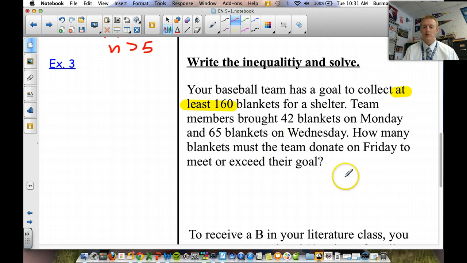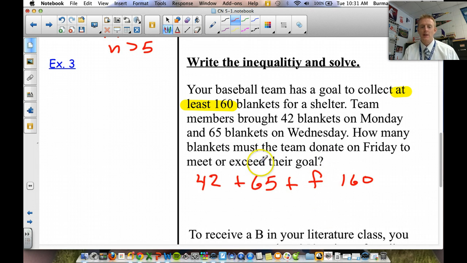So at least 160. So we know we're going to have something 160. And so Monday was 42. We're going to add that to our 65, and we're going to add that to what we don't know we brought in on Friday. Now this number over on this side has to be at least, so it's greater than or equal to 160 because of the words at least. So that's why we have or equal to, because 160 is at least 160.